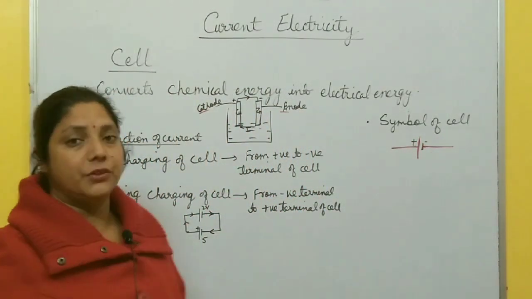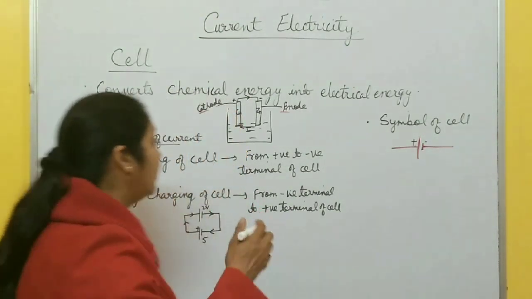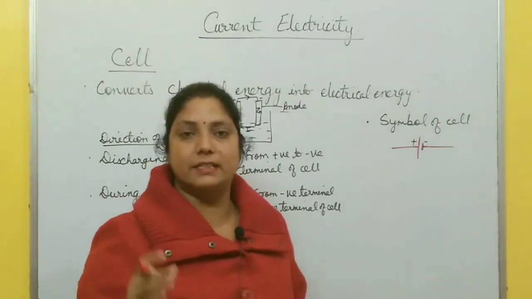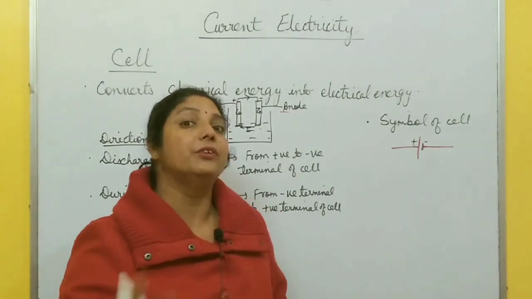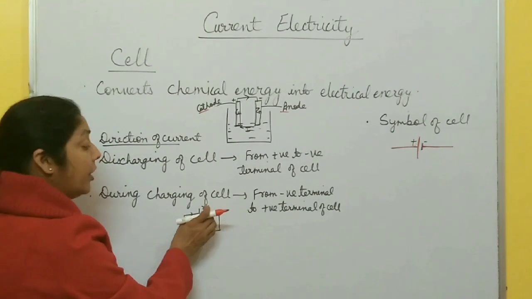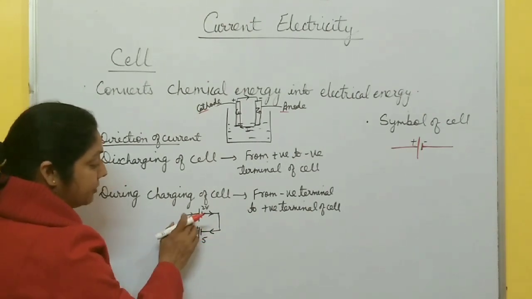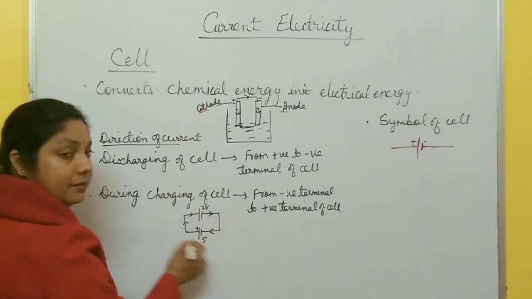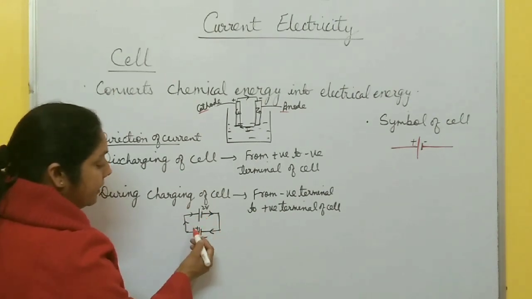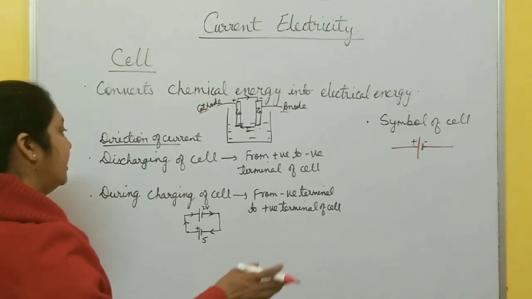Now, when cell is used in the circuit, it means cell is discharged, and during discharging of cell, current always flows from positive to negative terminal of the cell, right? Once the cell is discharged, again you have to charge that cell. During charging of cell, suppose the cell has voltage 2 volt. Now you want to charge this, so you connect another higher voltage cell and connect positive terminal to this positive terminal and negative to this negative, so that it becomes a circuit, right? Now what happens? During charging of cell, the current flows from this negative terminal to positive terminal of the cell, right? So different things are there.